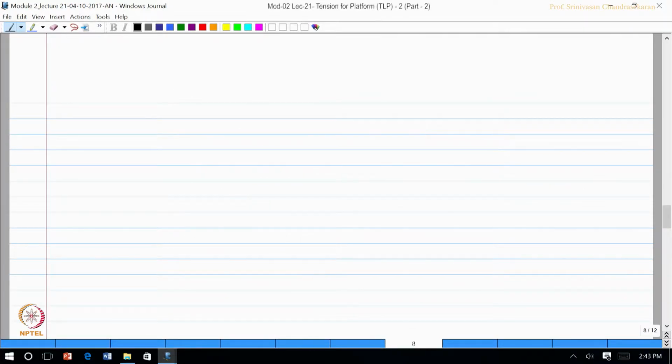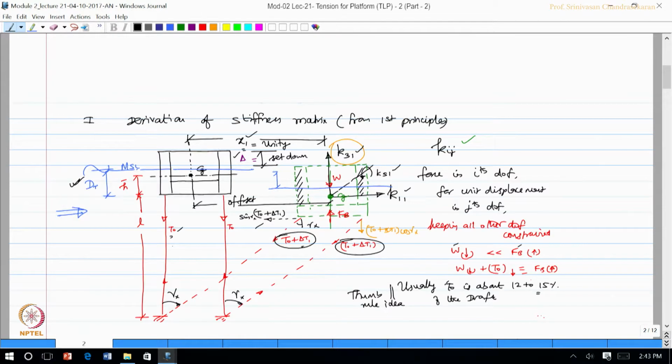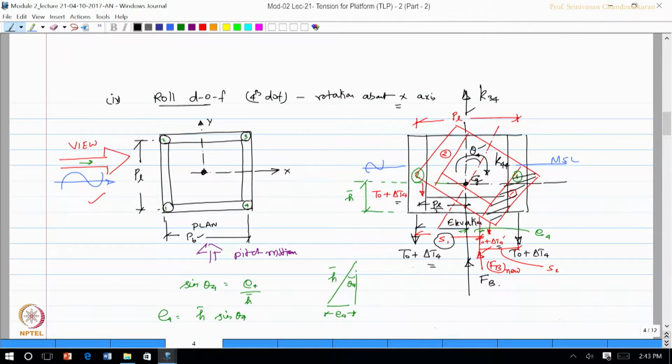Let us now do the sixth degree of freedom. Go back to the plan again. This was the original problem, this is the plan. I redraw the plan again.